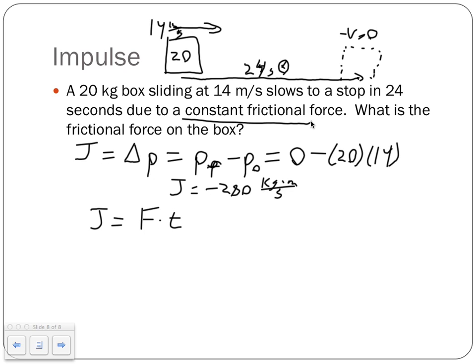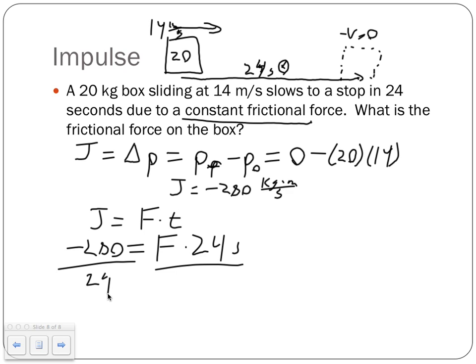So we'll say, all right, the impulse is negative 280 equals the force, which is what we don't know, times the time. And the time it takes to slow to a stop is 24 seconds. So with this, we should be able to just divide both sides by our 24. When we do that, negative 280 divided by 24 gives negative 11.667 newtons is our force.